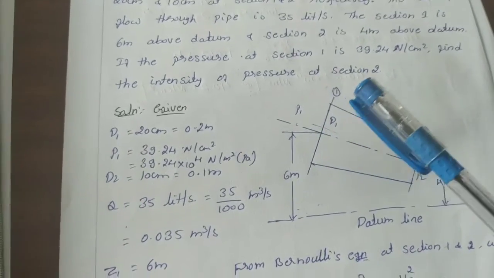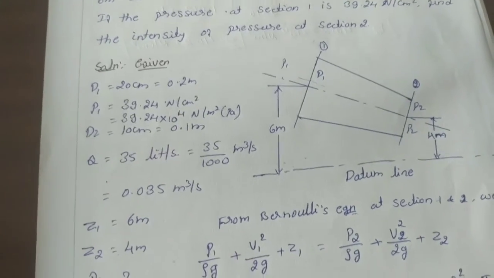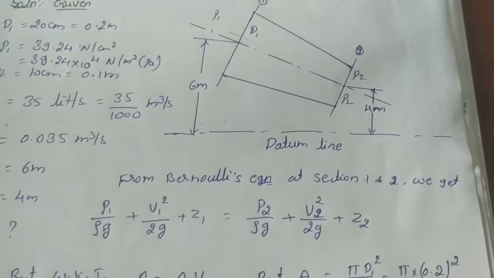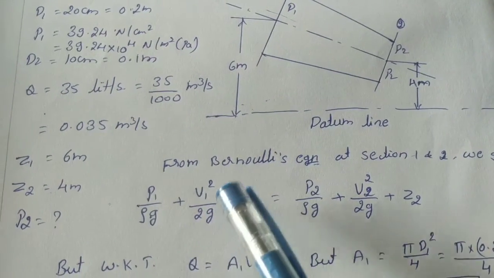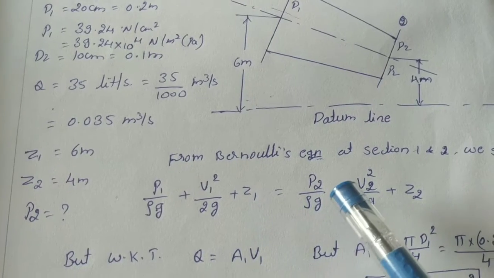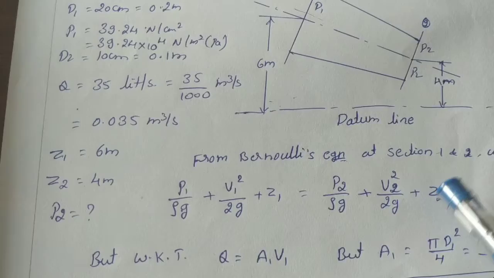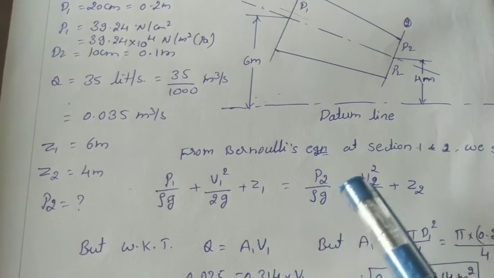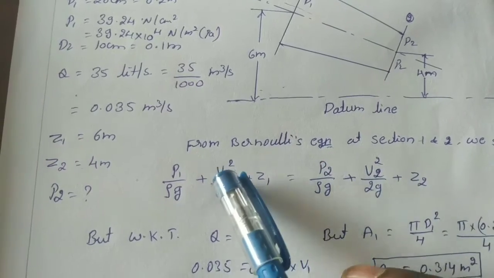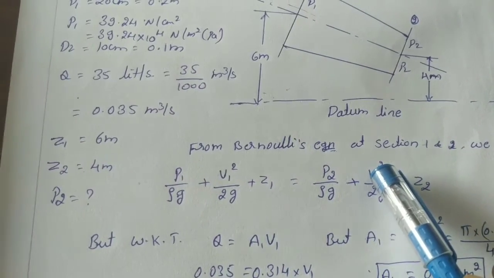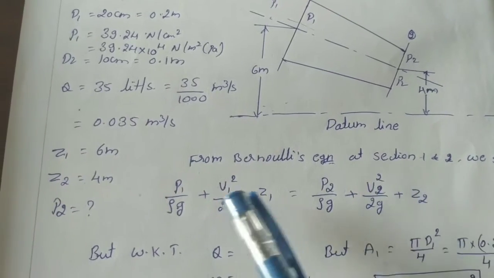There is only one equation for sections 1 and 2, the Bernoulli equation: P1 by rho g plus V1 square by 2g plus Z1 is equal to P2 by rho g plus V2 square divided by 2g plus Z2. This is the Bernoulli equation. From this equation, we have to identify P2. To identify P2, we need the velocities at inlet and outlet.